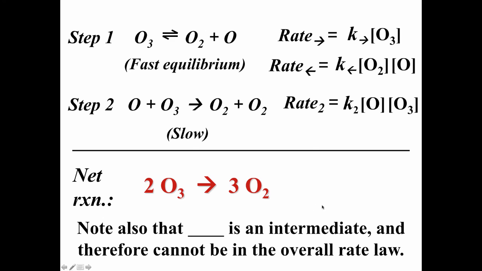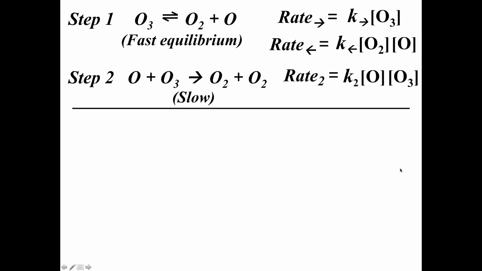So second part, note that O is an intermediate, and very important to note, we can't have intermediates as part of the overall rate law because they don't really have concentrations that are typically measurable. They're formed and then they're used up. We can only have reactants and products in the rate law. All right, so there are our steps. Now let's put this together and see if this is a plausible mechanism or not.